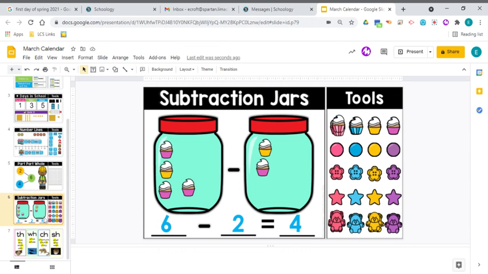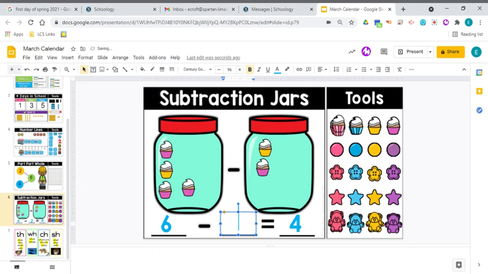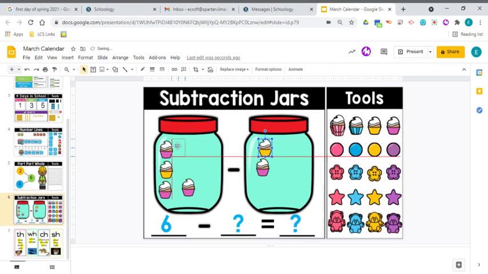Now, you can do this, however, with your subtraction sentence. Some things can change and the numbers stay the same. So with our numbers, we're always going to have that 6, a 2, and a 4. So again, we're starting with 6, but this time let's take away 4 instead of taking away the 2 like we did the last time. Let's take away 4 and see what happens.